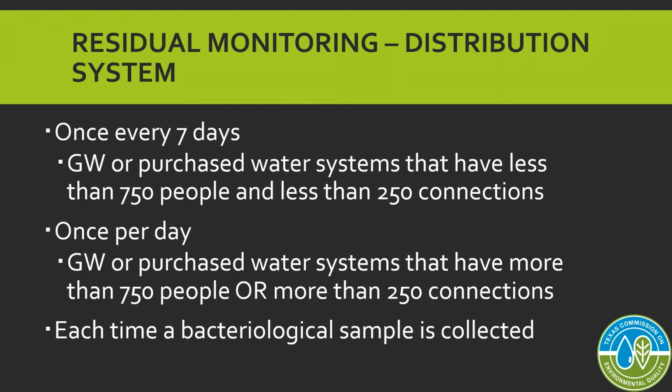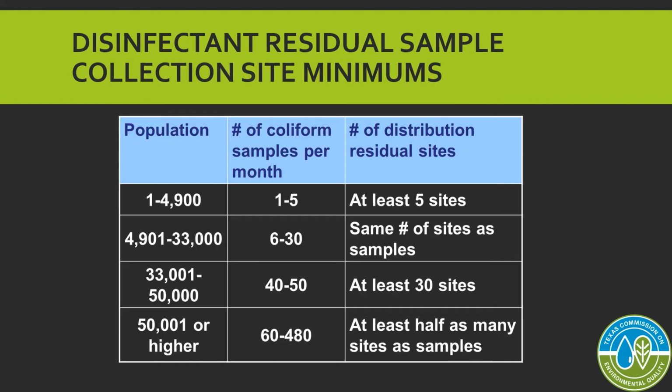If you have greater than 750 people or more than 250 connections, you're going to be doing this daily. And you want to grab one of these every time you're collecting a back T sample anyway. This is more in there just as an infographic. I'm not going to go over it line by line. But you want to make sure that you have multiple sites in your distribution identified to measure your residual.